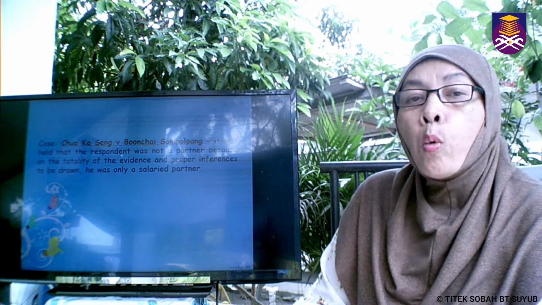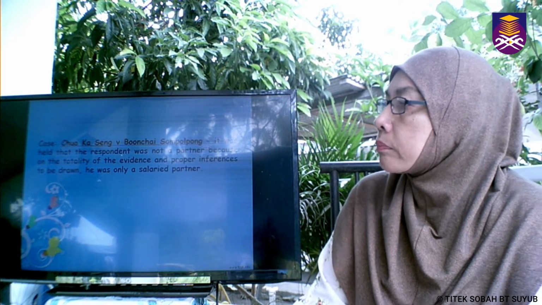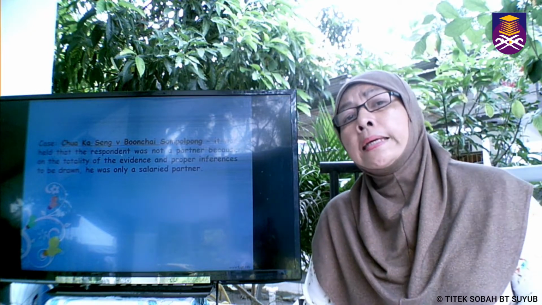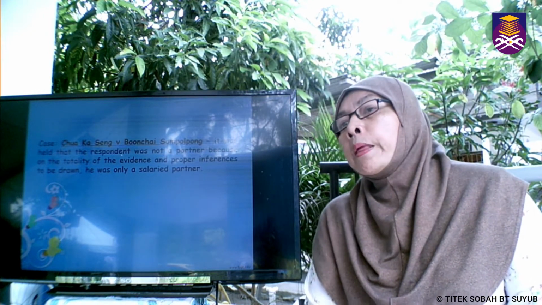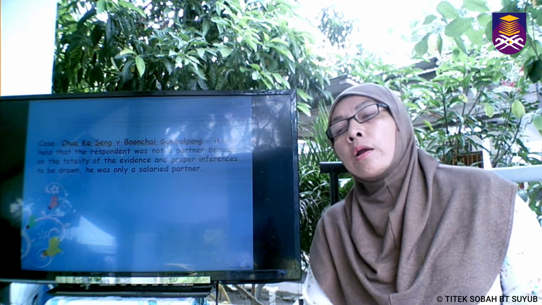So we have the case of Chua Kon Seng versus Buchai Sampapong, where it was held that the respondent is not a partner. Why is he not a partner? Because the evidence showed that he received salary. Okay, so a salary partner actually is not a partner.